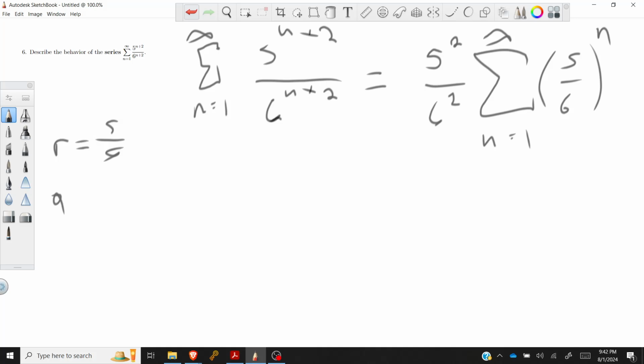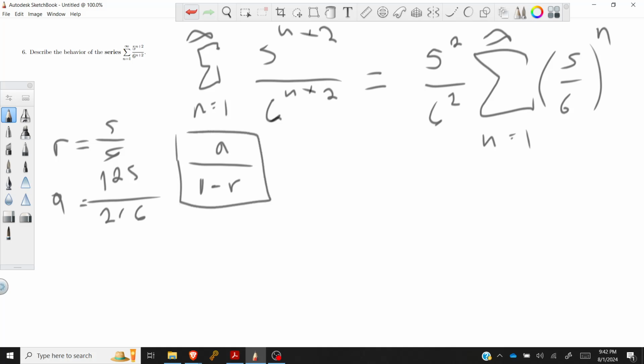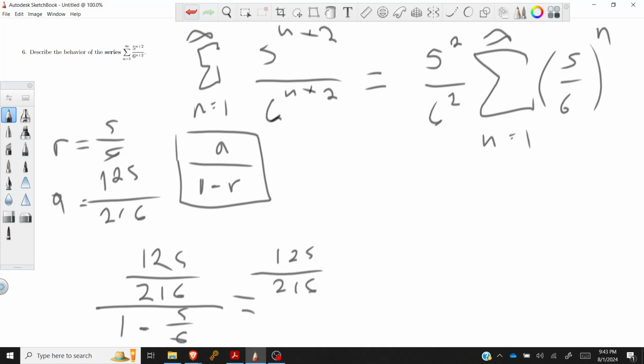Let's get our a value by plugging in the first term. So n equals 1, that is going to be 5 over 6, right? And then we're going to multiply it by 25 over 36. So it's basically just 5 cubed over 6 cubed, which is 125 over 216. So if we plug our a and r values into our beautiful equation, we're going to get 125 over 216 divided by 1 minus 5 over 6. And this is equal to 125 over 216 divided by 1 over 6.